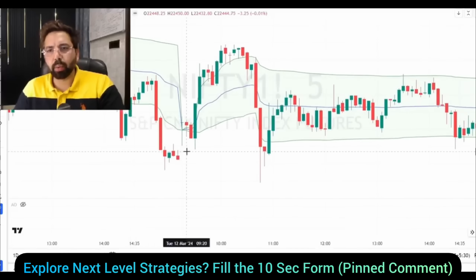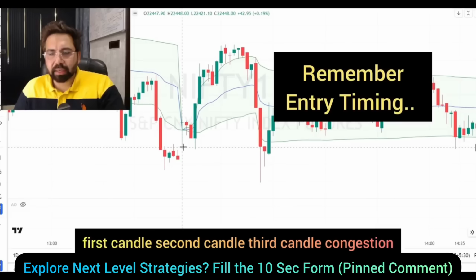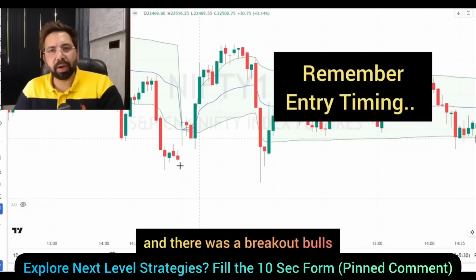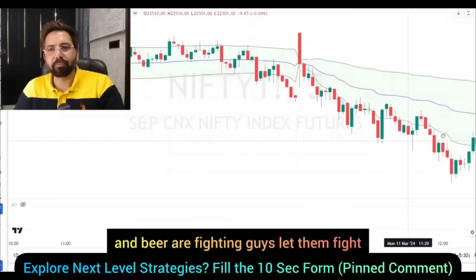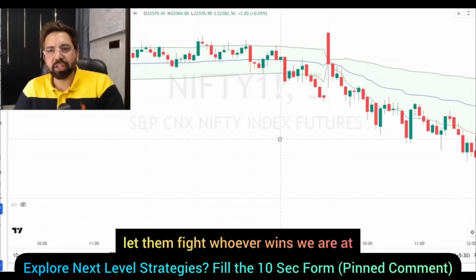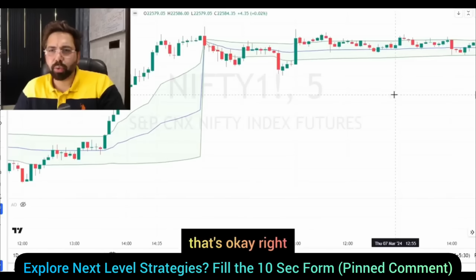You see this again. What do you see? Congestion area breakout. First candle, second candle, third candle congestion, and there was a breakout. Bulls and bears are fighting, guys. Let them fight. Whoever wins, we are on the winning side. Now here, there was no congestion. That's okay, right? Who's telling us?